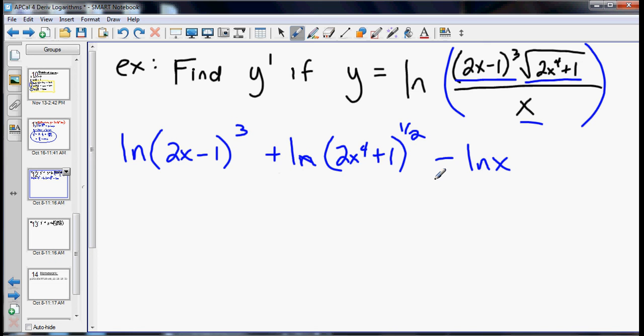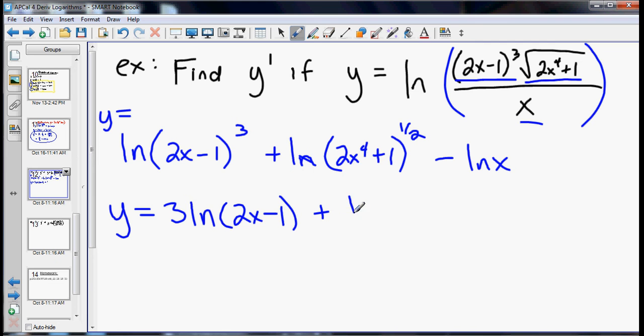So I've used properties 3 and 4 the way I wrote them. Now I'm going to use the next property, and I'm still in the original function. Should have written that here. This is still y equals. And I'm going to bring the exponents out front. There we go. Alright. Now we've finally expanded it all using the properties of logarithms.